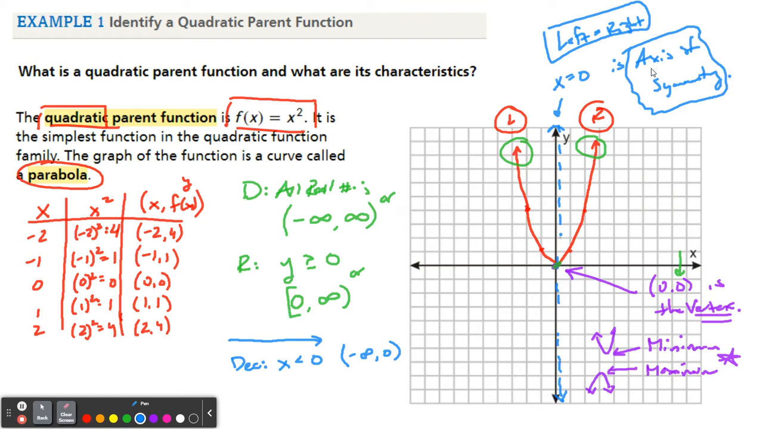Then after you hit the vertex, then you start going up. Now you're increasing. And you're increasing anywhere x is greater than 0. Because when x is positive, your y's are going up, up, up. And that would be from 0 to infinity. Okay? So again, the increasing, decreasing is just some extra stuff. The interval notation is just some extra stuff. What I need you to know is you need to know the shape. It's a U shape. Know that it has an axis of symmetry going through the middle, and that vertex is sometimes called a minimum or a maximum.